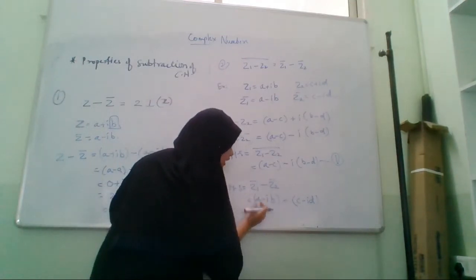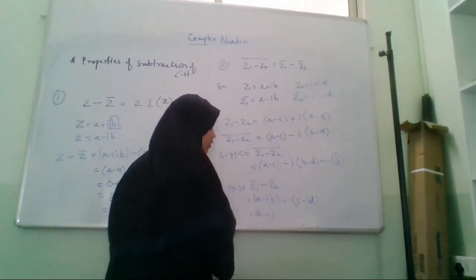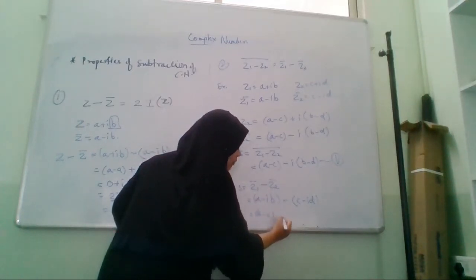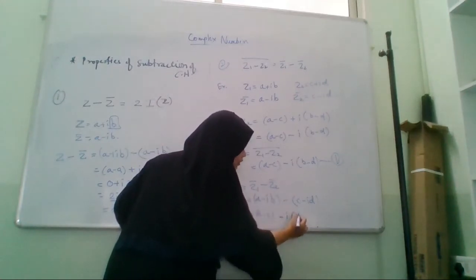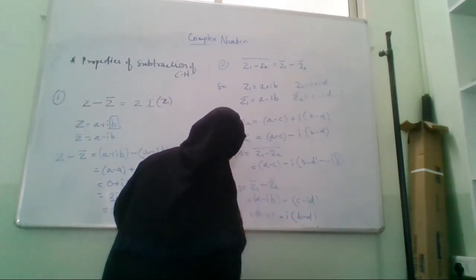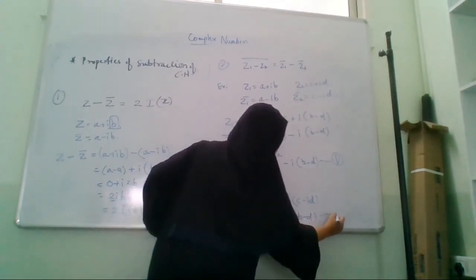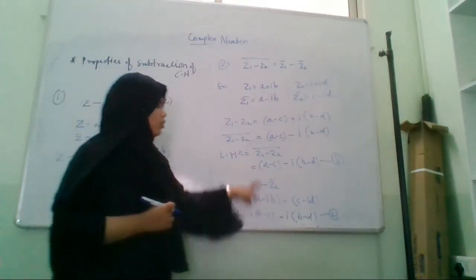So we will convert this into complex form by taking I common. Here, real part with real part, so A minus C. Taking I common, here minus I minus I, so we are left with minus sign and B minus D. So this is your RHS. From equation number 1 and equation number 2, you can see both are equal.